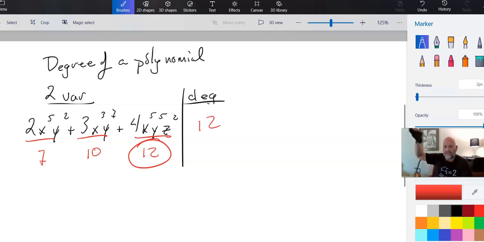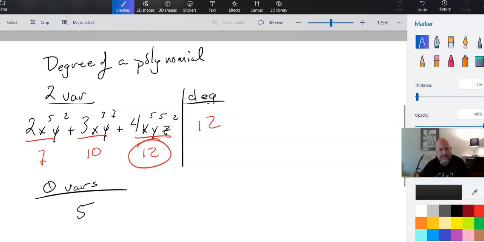So you look at each monomial separately, figure out what the degree of each monomial is, and then take the biggest one. The only other thing is if you have 0 variables, no variables at all, like a 5. It doesn't really matter what number I pick, but if the monomial is just a number, the degree is 0. Technically there's a little x to the 0 hanging out, and if you remember the last lecture, x to the 0 is equal to 1, so it doesn't change anything.